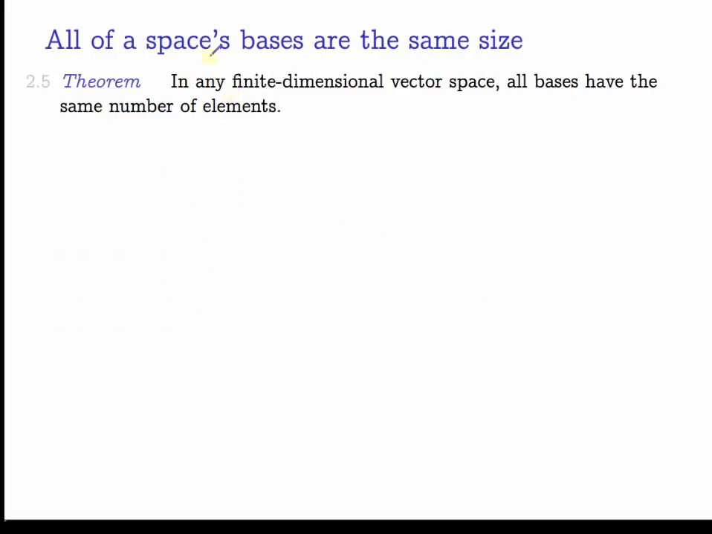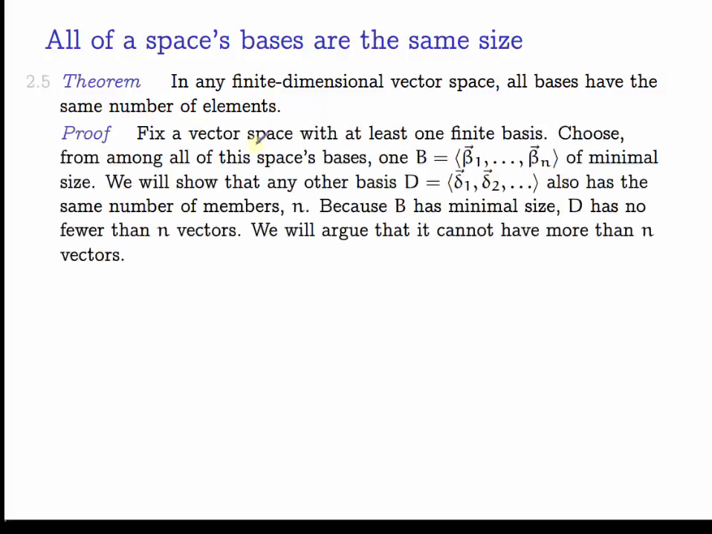We can use this to show that all of the bases of a space have the same number of vectors. That's what this theorem says: in any finite dimensional vector space, all bases have the same number of elements. The proof is as follows. Fix a vector space with at least one finite basis. Choose one of these bases, which we call B with the betas, and choose one that is of the smallest size. We will have at least one of smallest size because you can't have a basis with less than 0 vectors, so there must be one of smallest size.